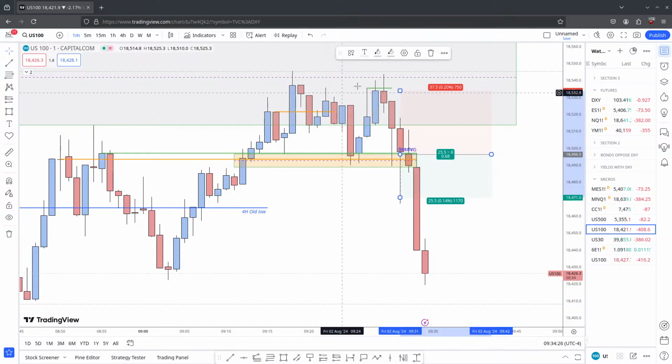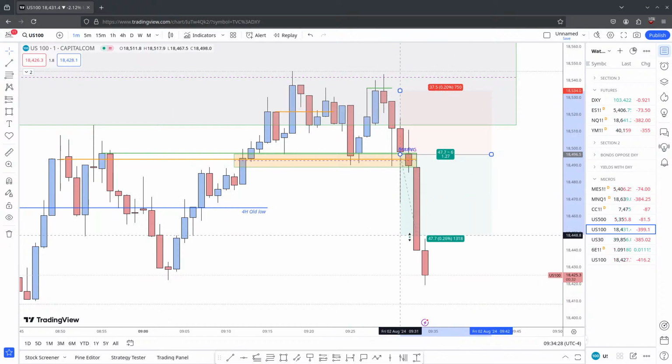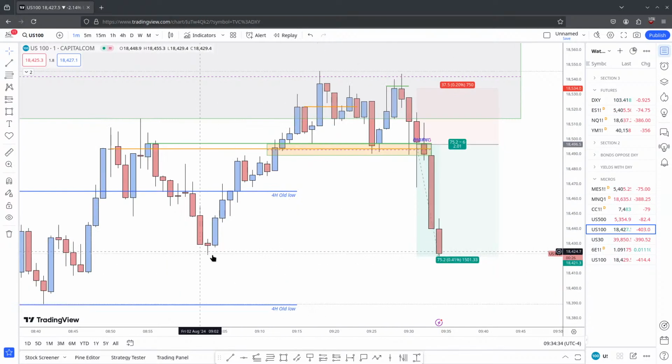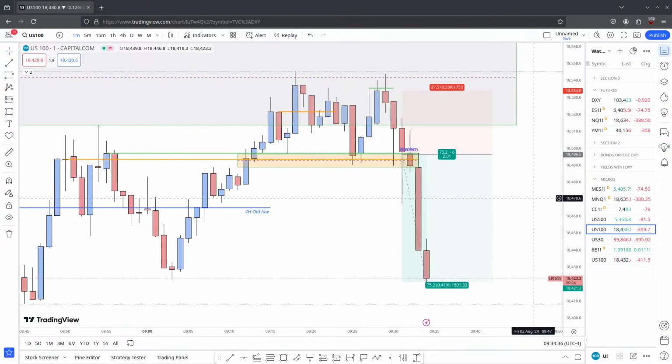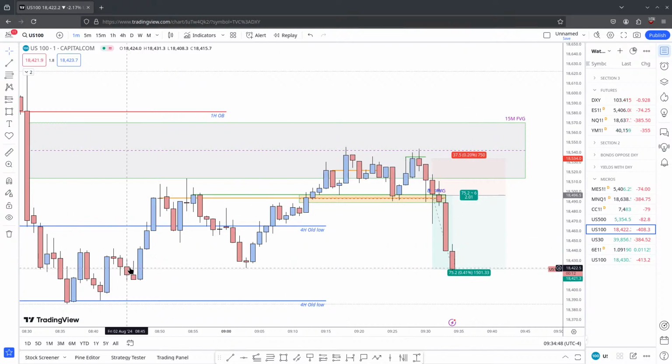Stop would probably be up here, 20%, 40%. 1 to 2 would be here, targeting this low. So that would be that setup. Okay, so multiple setups can be framed.